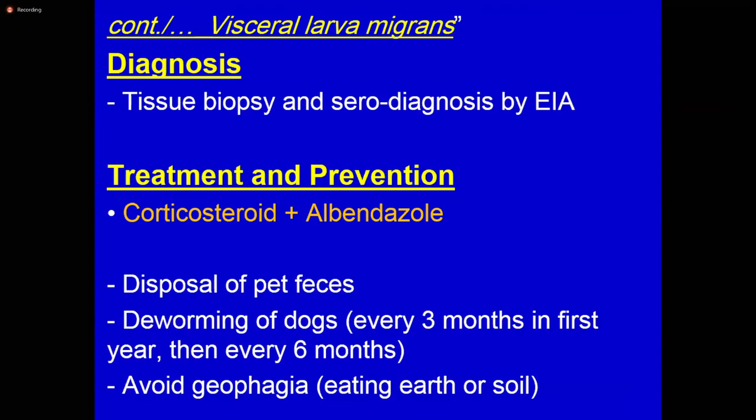How to prevent it: domestic dog, disposal of pet feces, deworming of dogs every 3 months in the first year and then every 6 months. Keep children from playing with soil. Avoid geophagia. Geophagia, some children eat the earth or soil. This may also assist in the spread of the infestation.